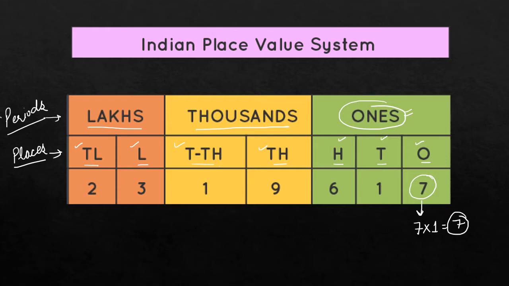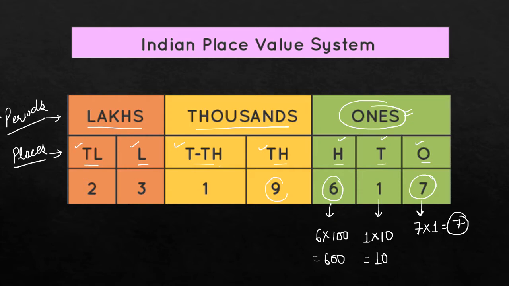Now, you can see 1 is at tens place. So if any digit is at tens place, it means that the digit has to be multiplied by 10, and the place value of 1 here is 10. Then if any digit is at hundreds place, like here we have 6 at hundreds place, the place value of 6 will be 6 multiplied by 100, that is 600.